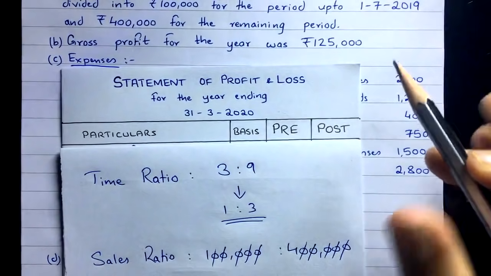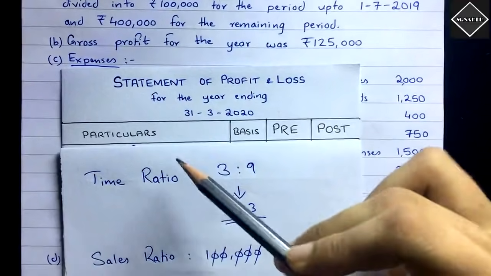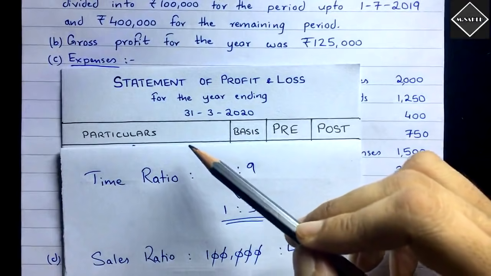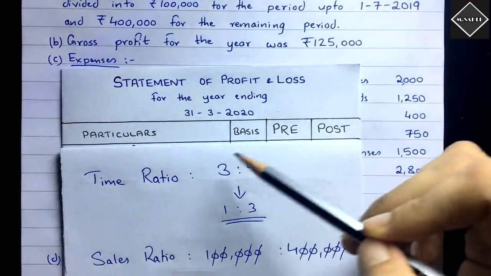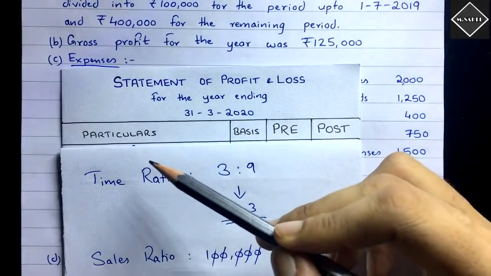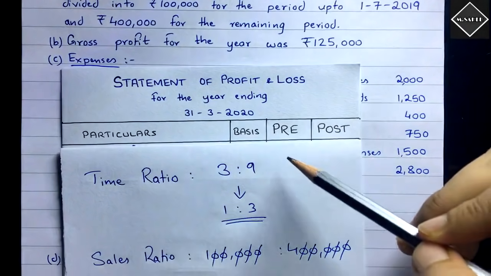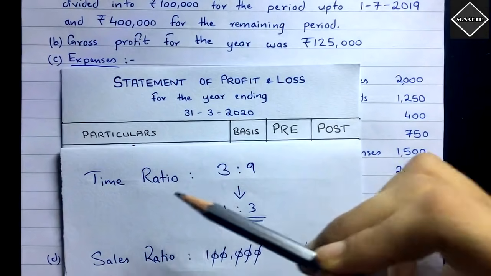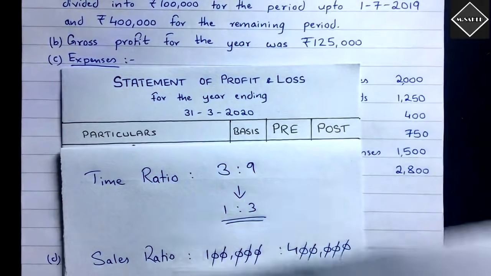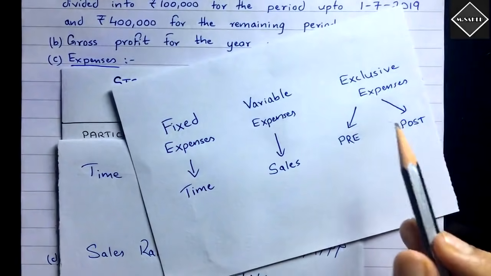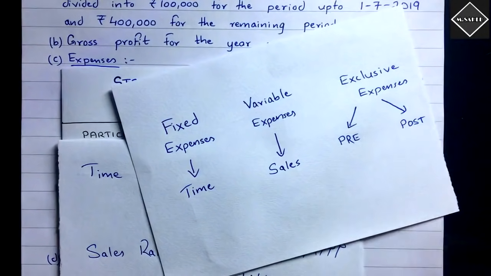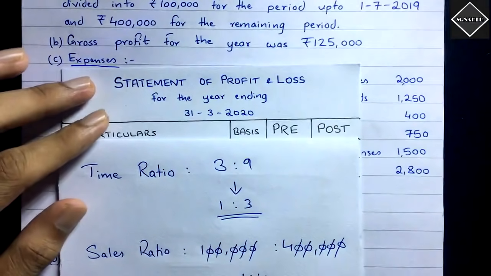Now the format of this statement is very simple. We have got the particulars column, basis column, pre and post column. In the particulars column, you have to take the particulars of all the expenses and incomes, and in the basis column, you have to write on what basis you are going to divide or allocate a certain expense into the pre and post column. Either it is time ratio, sales ratio, or it can be pre exclusive or post exclusive. There are lots of ratios: time ratio, sales ratio, and some exclusive expenses that will only go to pre and some that will only go to post. We have seen all that in the previous video. So that is what we are going to do.